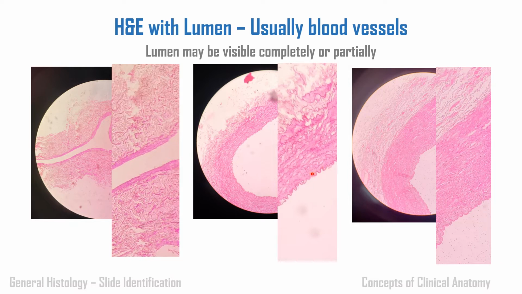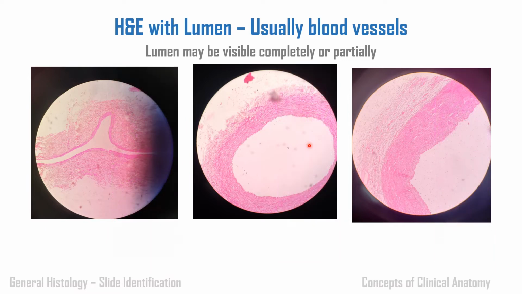In arteries, the tunica media part will be thicker when compared with the adventitia. See here, the tunica media part is more, here also. Here, if you see, this is the lumen, this is the intima, then a very thin tunica media, then a very thick tunica adventitia. This you can appreciate even in the thorax also. So you can easily differentiate that these two are arteries and this is a vein.